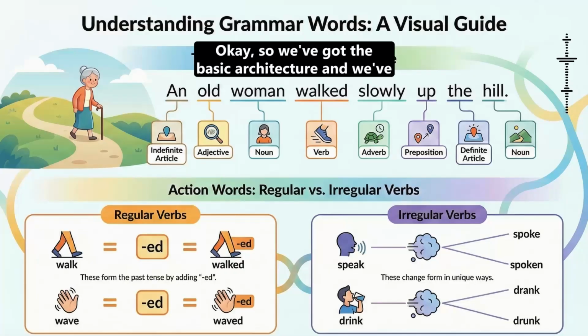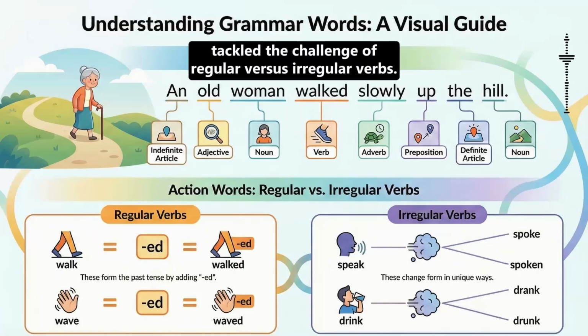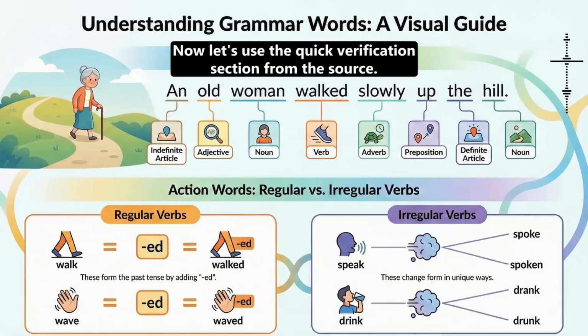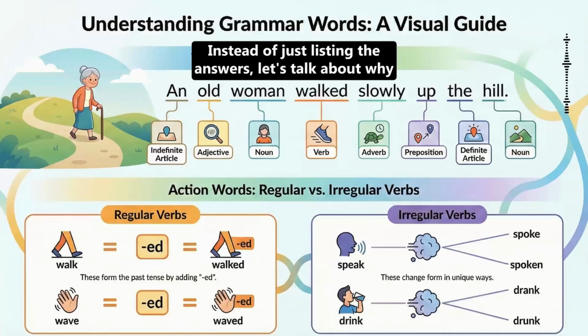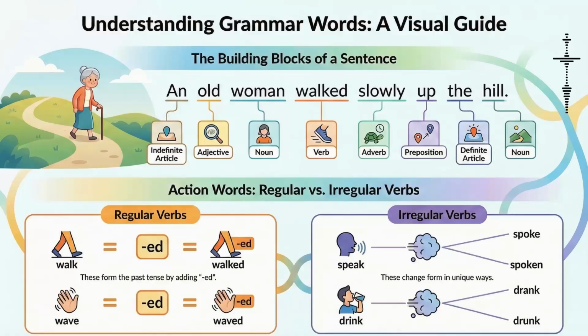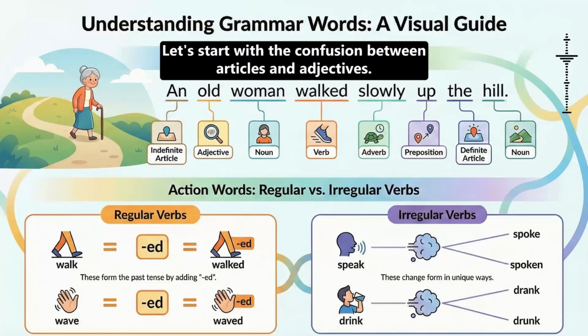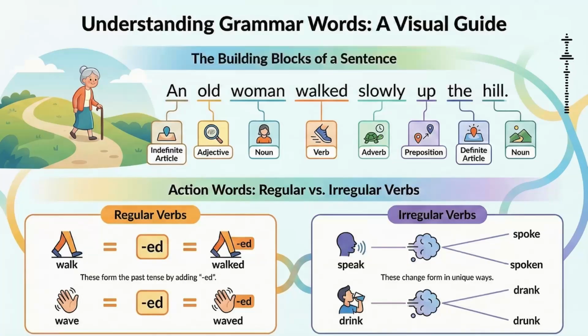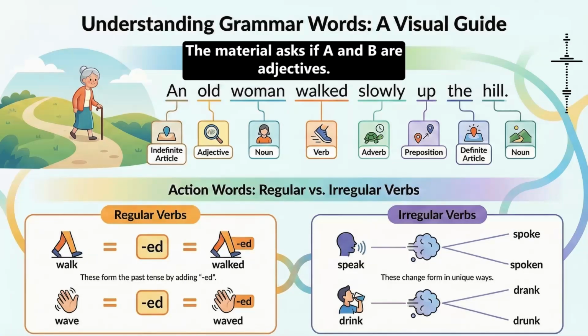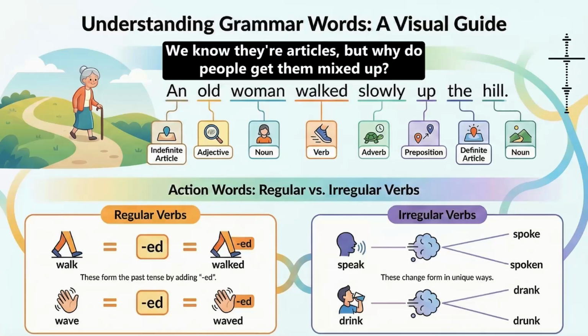Okay, so we've got the basic architecture, and we've tackled the challenge of regular versus irregular verbs. Now let's use the quick verification section from the source. Instead of just listing the answers, let's talk about why these specific points are so often confusing for learners. I like that. Let's clear up some of the common stumbling blocks. Let's start with the confusion between articles and adjectives. The material asks if a and the are adjectives. We know they're articles, but why do people get them mixed up?